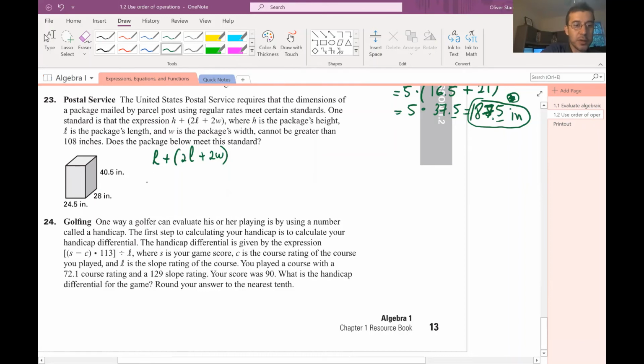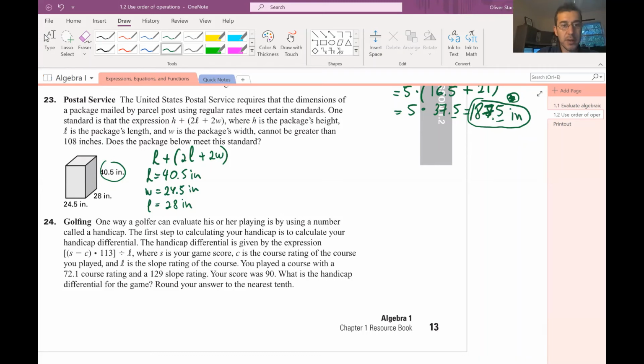So in our case, H is the height, right? That's the height right there of the package. W is the package width, so W is the package width, 24.5. And then L is the package length. So L is 28 inches. And does the package below meet the standard?